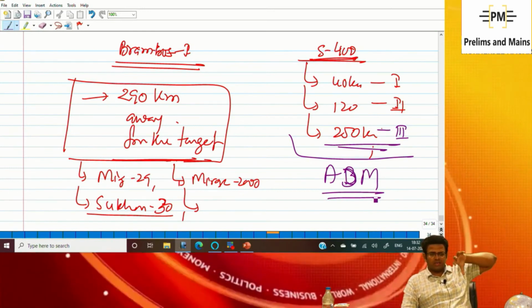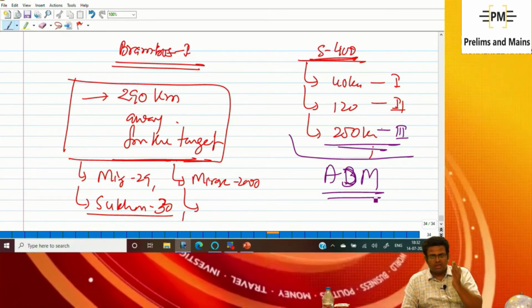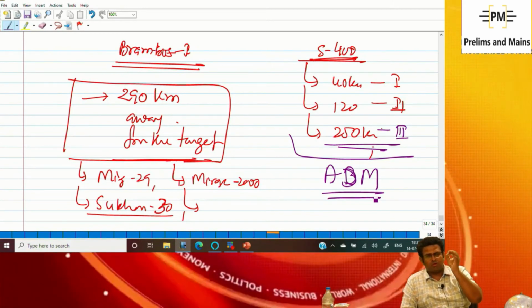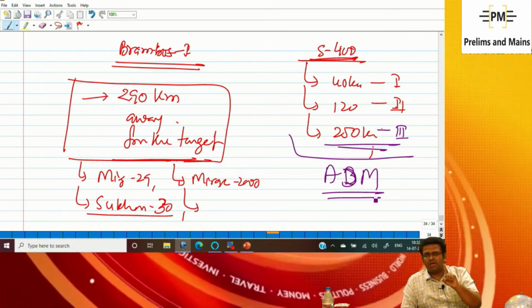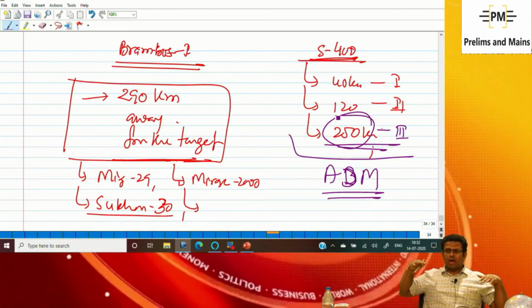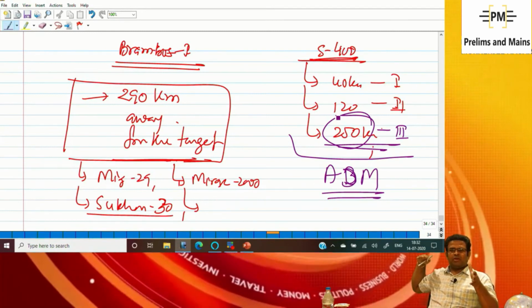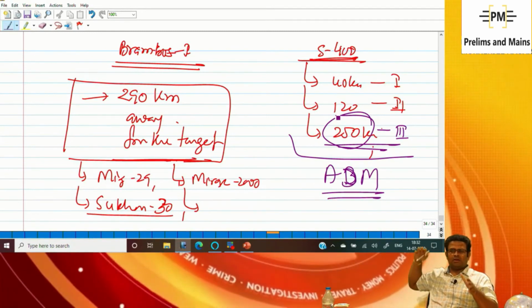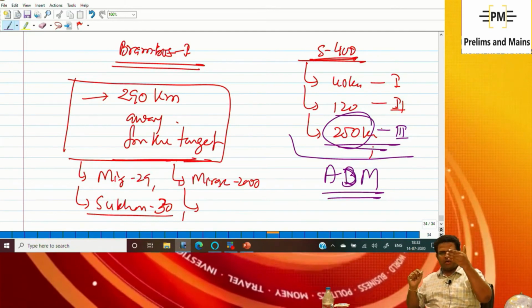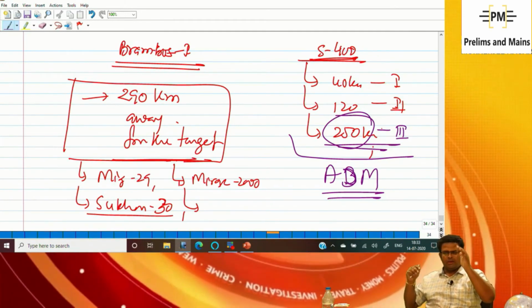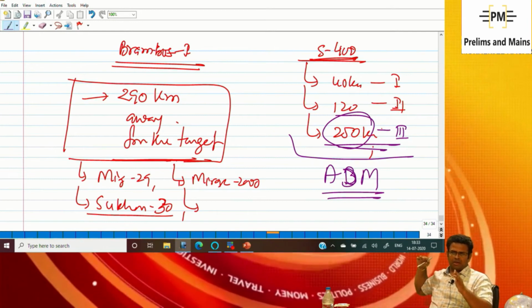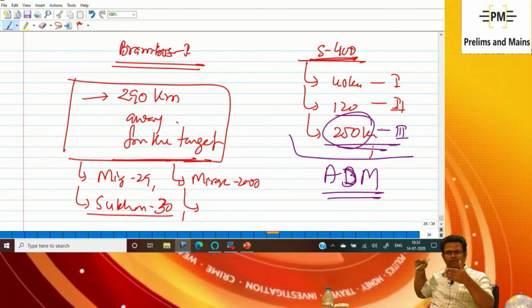And BrahMos 1, if four BrahMos have been launched, out of that only one will somehow be targeted by S-400. First, it is in a 250 kilometer range, so it cannot detect before that. So I am coming with the MiG-29, and if I am 290 kilometers from the target, I will launch the BrahMos. S-400 of China has 250 kilometers, and I come with the MiG-29 290 kilometers away from the target. Now S-400 cannot do anything after 250 kilometers.